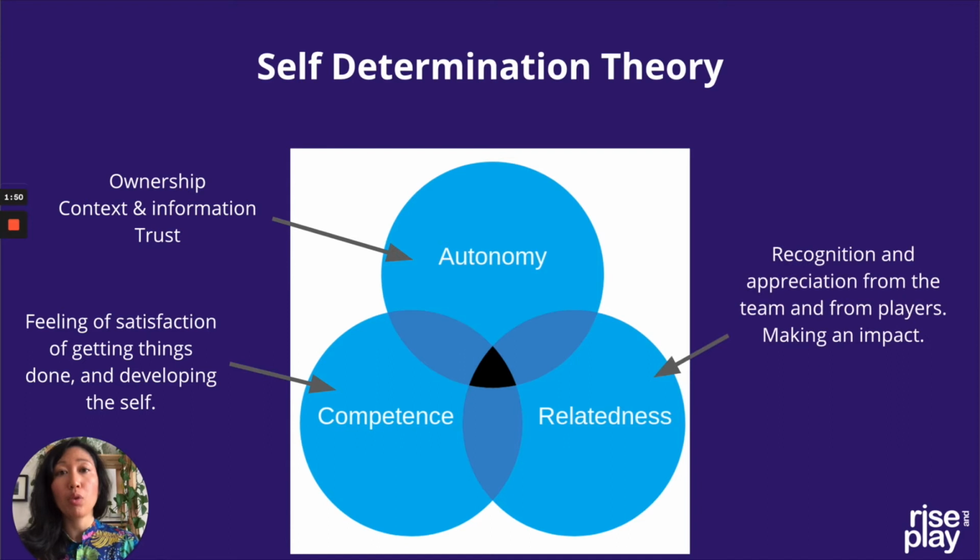And the third pillar is relatedness. So it's about the recognition and appreciation from the game team or from players and the feeling of making an impact. And these three pillars are, for each human individual, the intrinsic motivations that keep you motivated inside to do things in the long term. As a contrast, extrinsic motivation, like money, gifts, materials, is not what will feed you for the long term. These three things will inspire you and keep you intrinsically motivated in the long term.